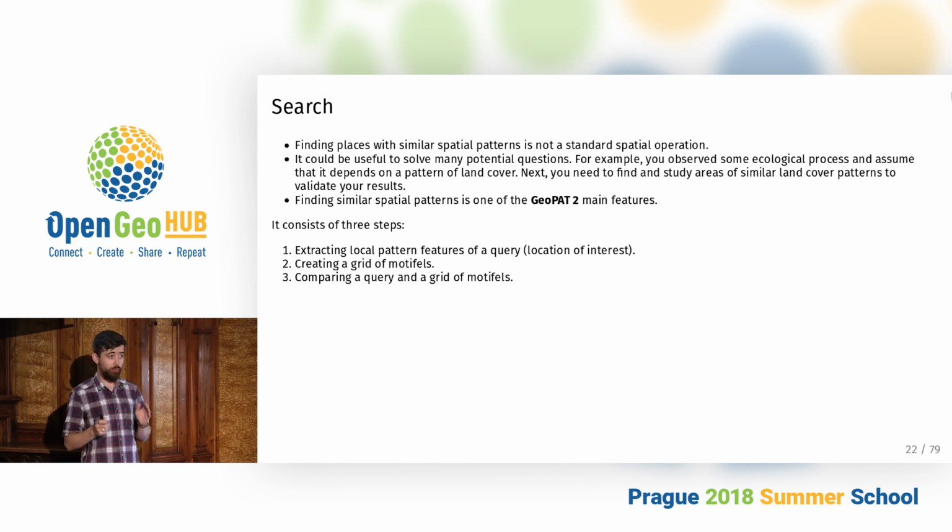So search could potentially be nice for many applications. For example, you work on some project, you found some strange species, or maybe you found some process that you want to explain, or maybe you have some idea and you want to validate that idea on a different landscape. You can search for a landscape similar to your study area. And to search, you just need to do 3 steps that I'm going to explain in detail.